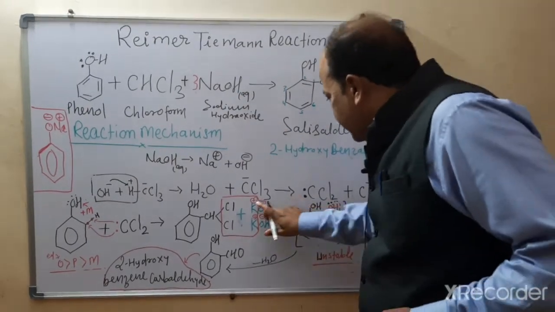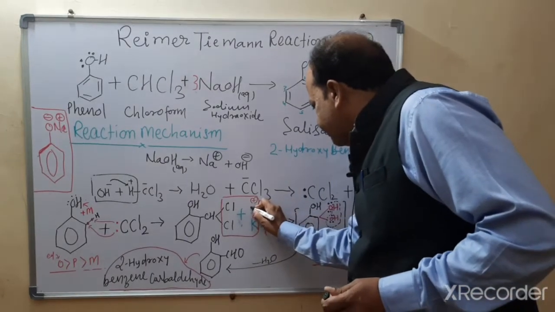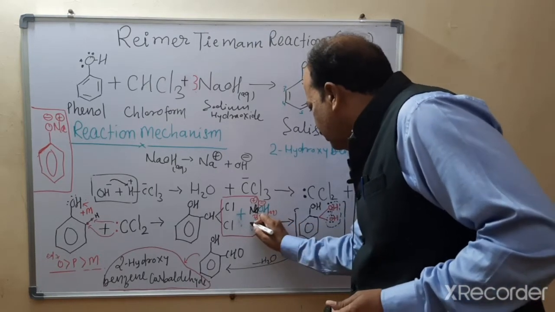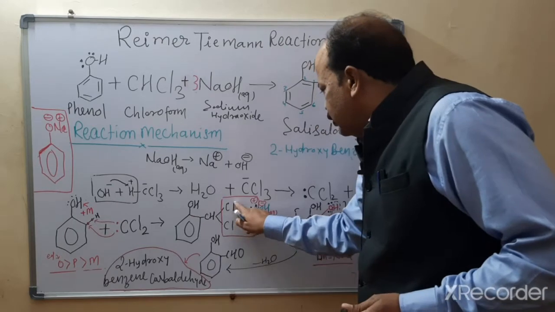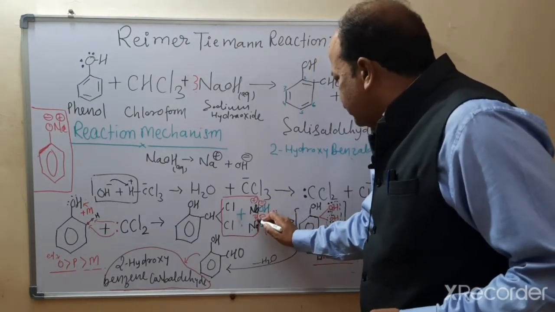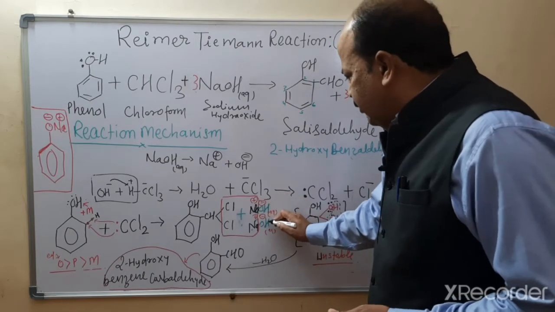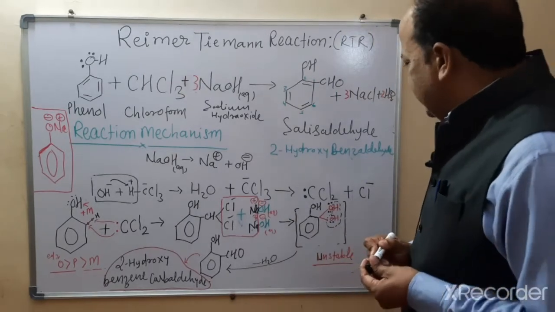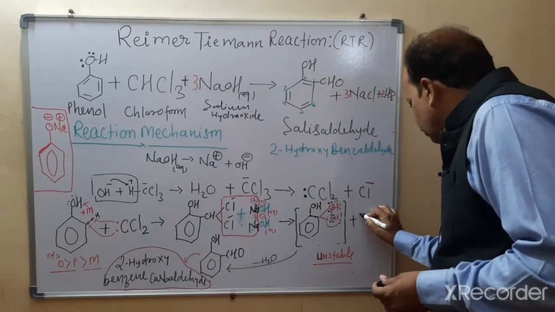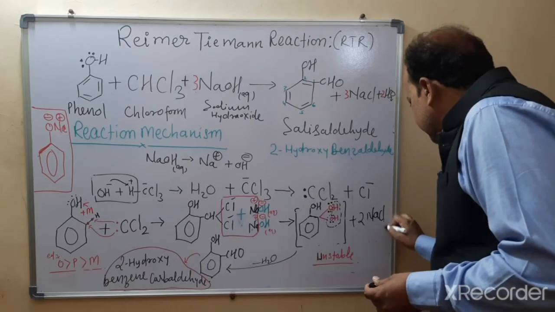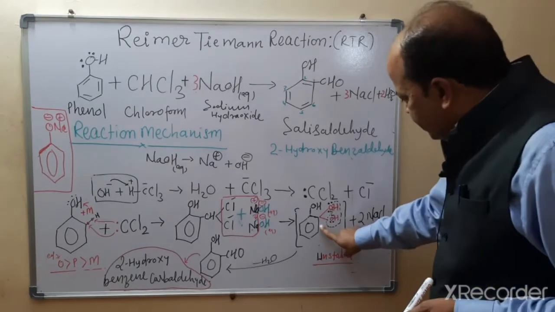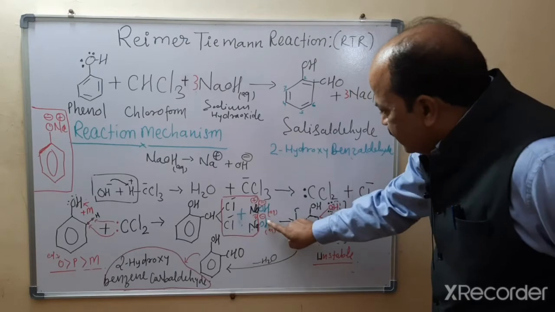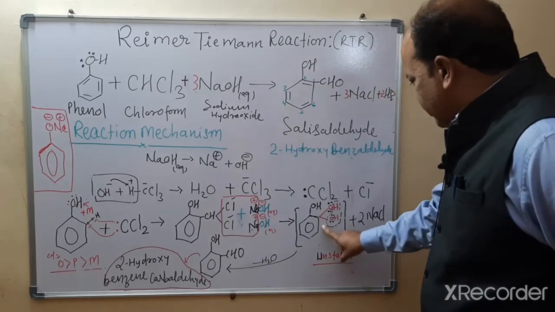So here 2 molecules of NaOH react with these 2 Cl, because you know that Na carries a positive sign, OH carries a negative sign, and this Cl carries a negative sign. Both will combine, and thereafter will form 2 molecules of NaCl. This is the byproduct, and from this compound, one OH goes in place of one Cl, and a second OH goes in place of the second Cl, and will form this compound.